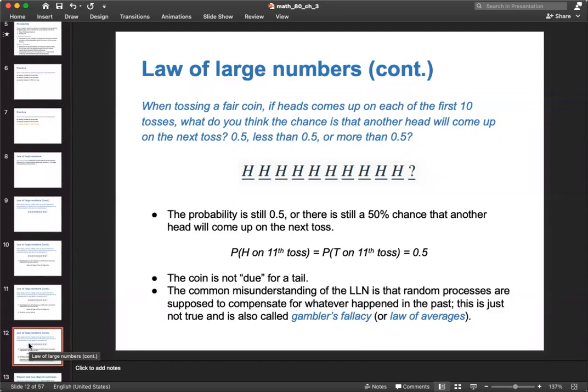And that's a common misunderstanding of the law of large numbers. People think that random processes are going to compensate for whatever happened in the past, but that's actually not the case. It's just like the gambler's fallacy. If they think they're on a big losing streak, then they're due for a win. But probability and random chance do not care about that. If they're on a losing streak, that's just a random event, and it has no bearing on you winning or losing in the future. You may continue losing or you might win, but that outcome is independent of what's happened in the past. So they call it the gambler's fallacy.